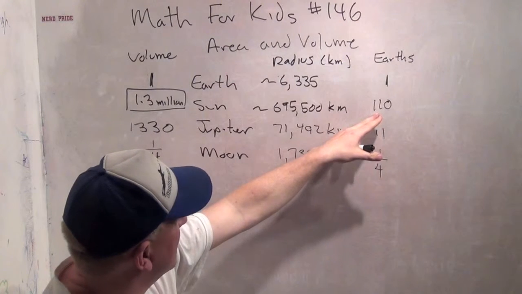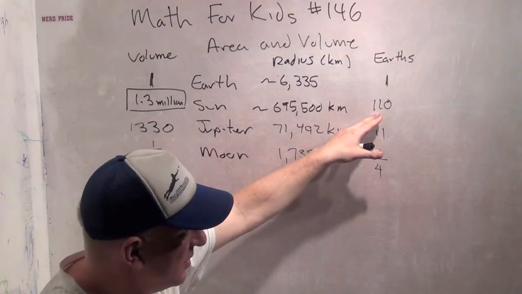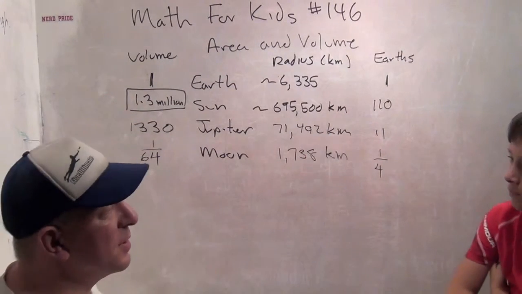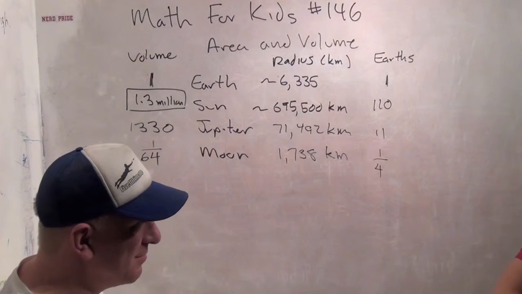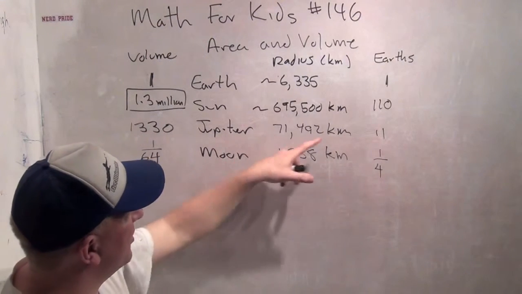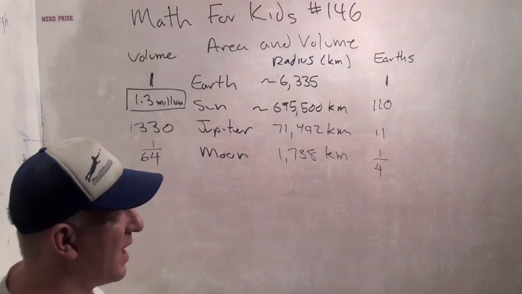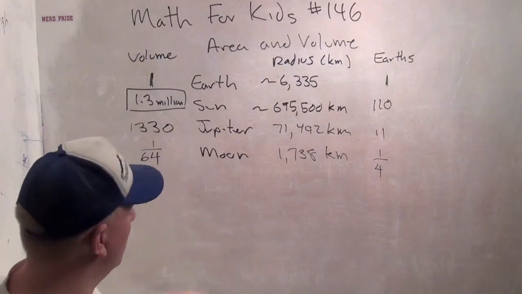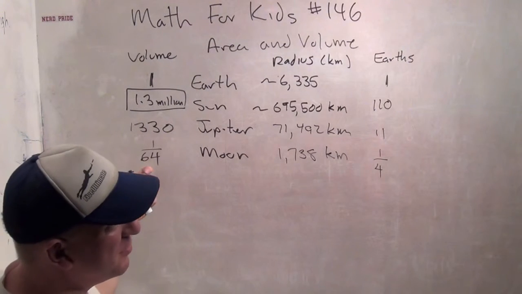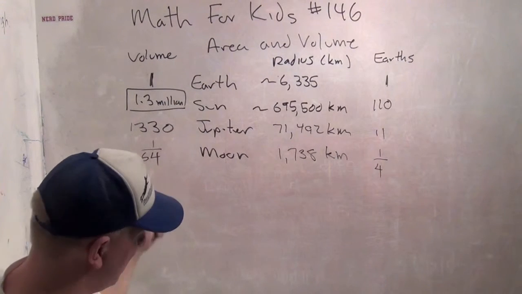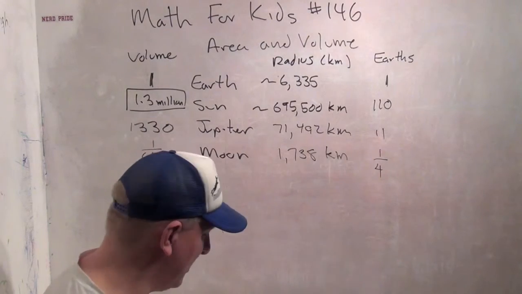So the radius of the sun is 110 times the radius of the Earth, but the volume is 1.3 million times bigger. Whoa! Jupiter, the radius is about 11 times the radius of the Earth, so that's only 1,300 times bigger. And the poor little tiny moon. Oh, I'm just a little tiny moon. I'm 1/64 the volume of the Earth. Pretty neat, right?